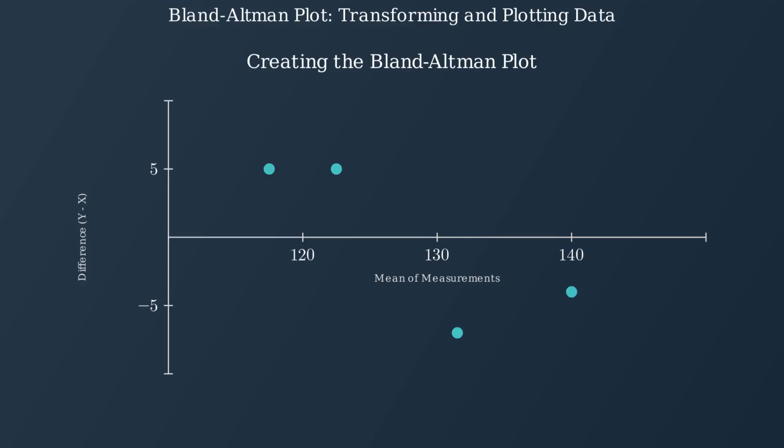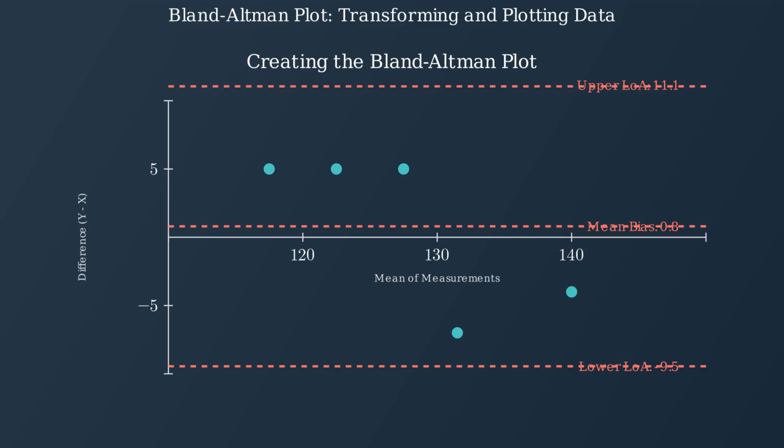Each point on the plot represents one subject, with their position determined by the mean and difference of their measurements. Next, we add a horizontal line representing the mean difference, which indicates the average bias between the two measurement methods. Then, we add the limits of agreement, which are typically set at 1.96 standard deviations above and below the mean difference. These limits help us identify outliers and assess agreement between methods.